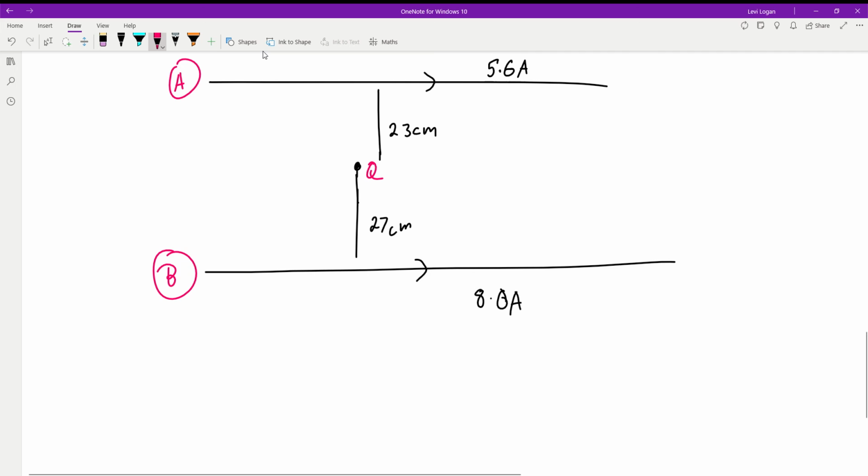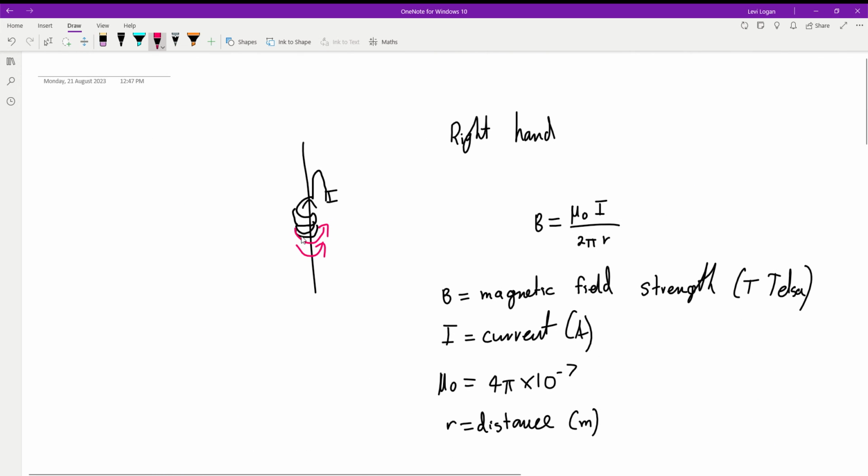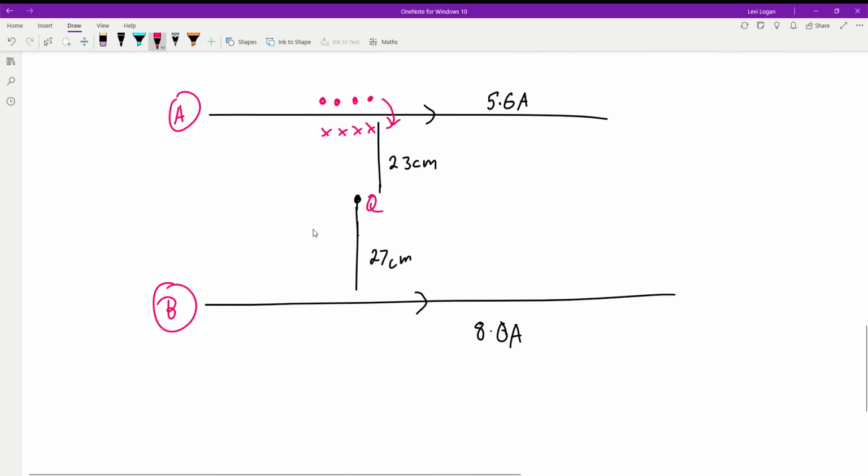So the fingers will be going towards me on this side here, and will be going into the page on this side here. So effectively we have this situation here. Hopefully that makes sense with your right hand rule. If you don't, just go back to the start of the video where I was talking about it. Stick your thumb in the direction of the current and wrap your fingers around, and it will show you the loop of the magnetic field. Okay, so that's for wire A.